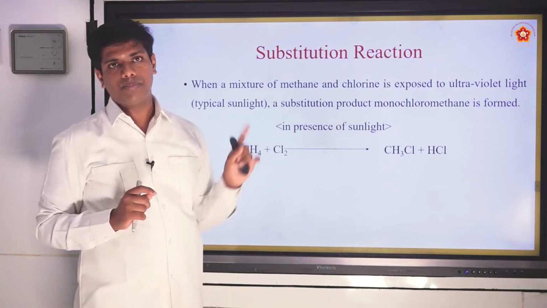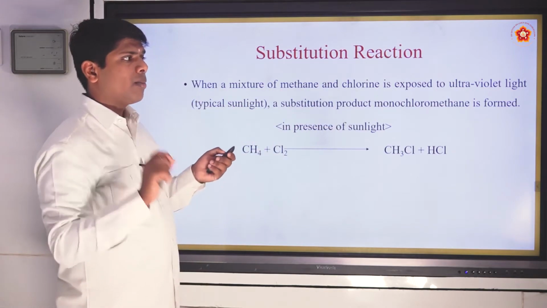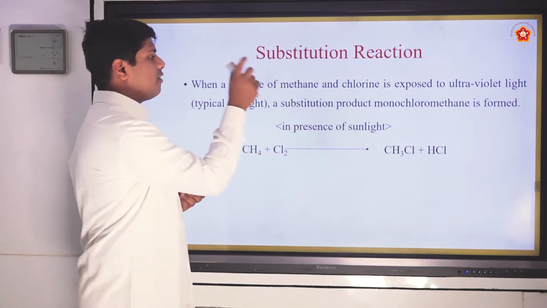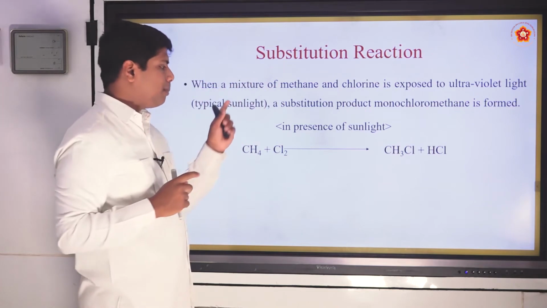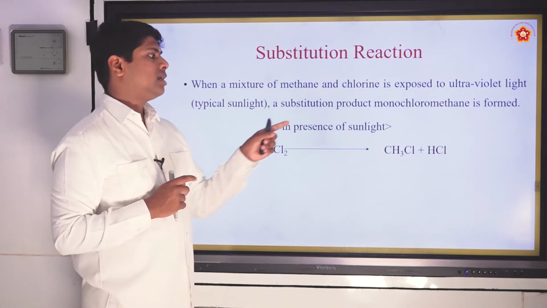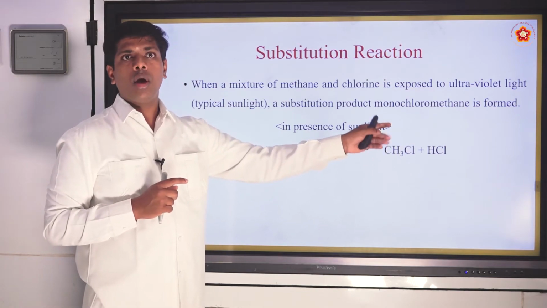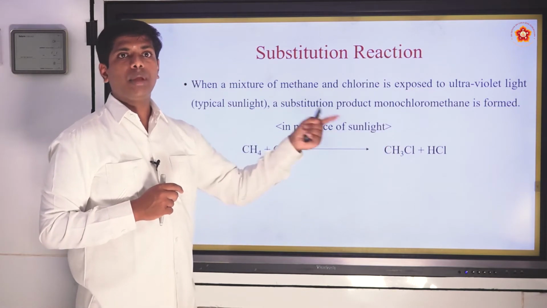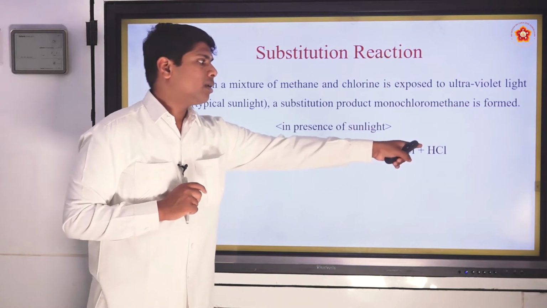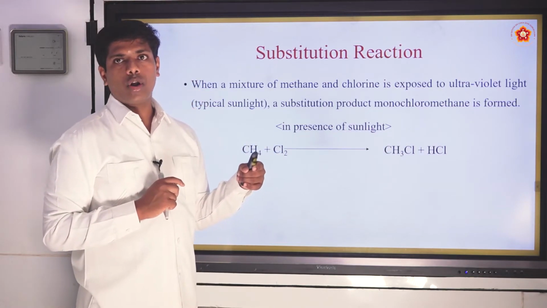Here HCl. Next, a substitution reaction means that in the presence of sunlight, a mixture of methane and chlorine reacts to form what compound? Monochloromethane, or methyl chloride, and hydrochloric acid, HCl.